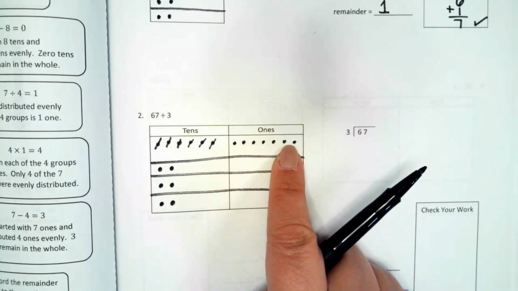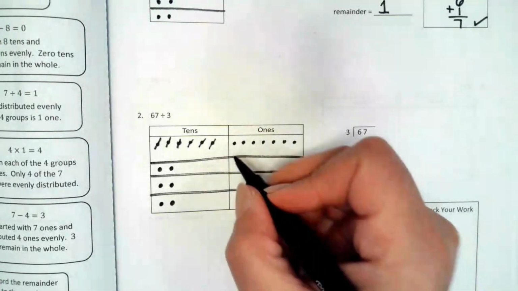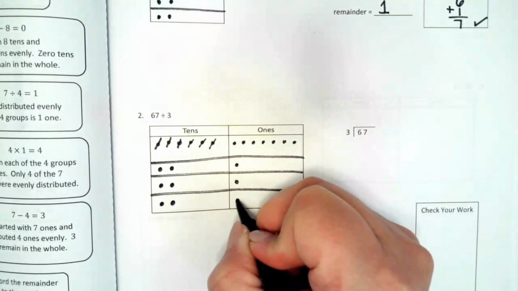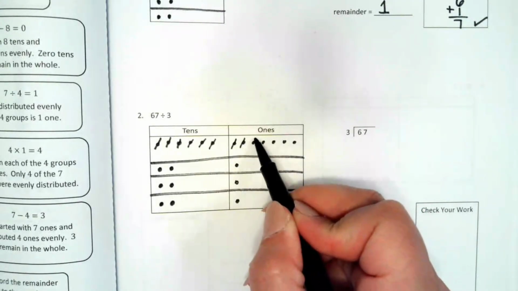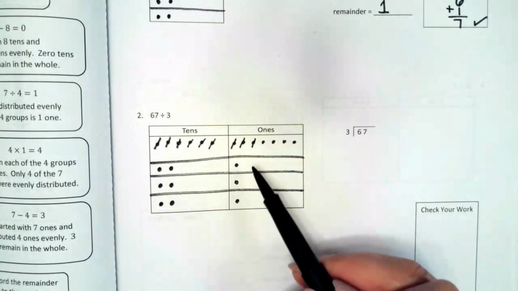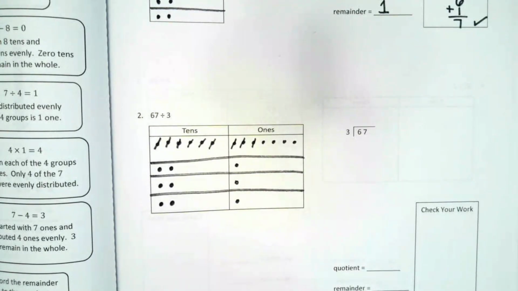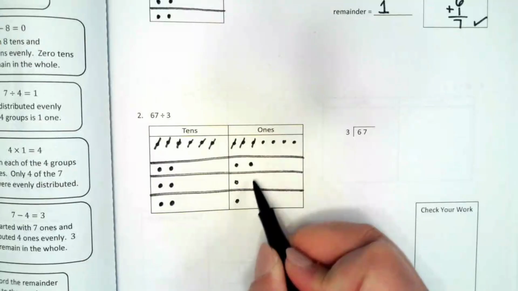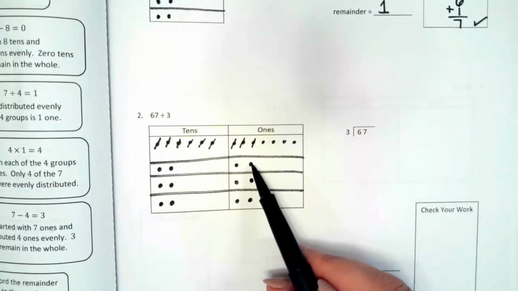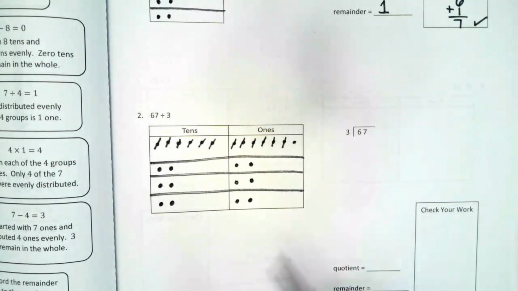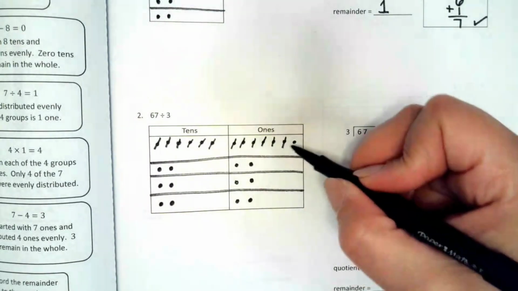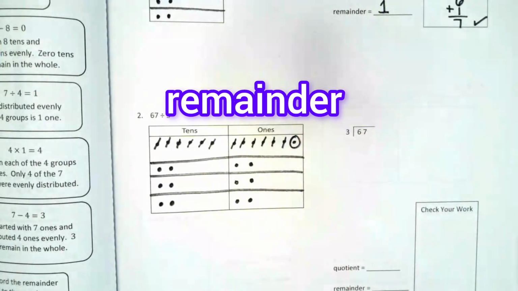We have 7 ones. Let's start by putting 1 in each group. How many did we use? 3 of them. Cross off 3. Do we have enough to put 1 more in each group? Yes, we do. So here's 1 more in each group, and we need to cross off 3 more ones up here. Now look what's left. There's only 1 one left. Would I be able to put 1 more in each group? No. I only have 1 left, so that one is the remainder.